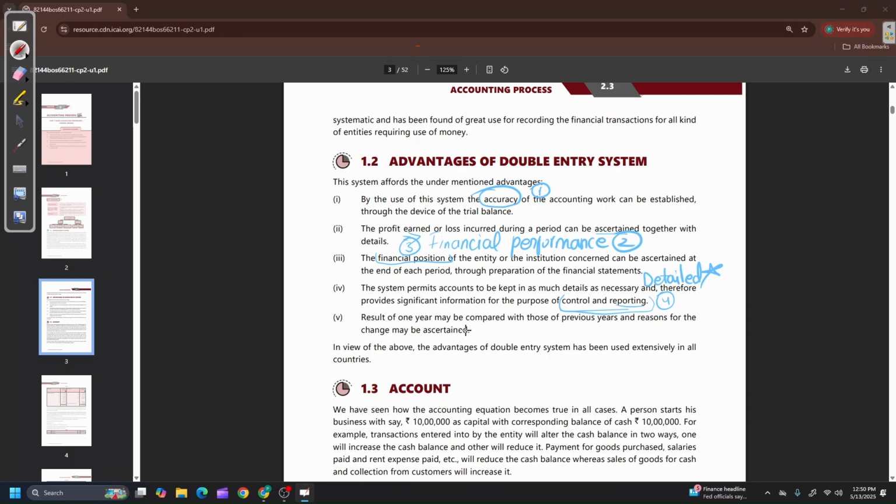फिफ्थ, रिजल्ट ऑफ 1 year, इट हेल्प्स इन कंपैरिजन. फिफ्थ कीवर्ड इज कंपैरिजन. ठीक है, accuracy, financial performance, financial position, detailed, comparison. इतना याद हुआ? You can write it just ASAP. Advantages of double entry system, 5 points.